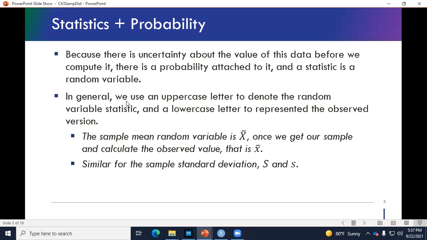Normally we use an uppercase letter to denote the random variable statistic and a lowercase letter to represent the observed value. For example, for the sample mean, we use X bar, capital X. And once we got our sample and calculated the observed value, that's denoted by small x bar. Similarly, for the sample standard deviation, we use S for the random variable, and once we got our data and calculated it, we use small s to denote the sample standard deviation. So this is the connection of statistics with probability, because it's a random variable.